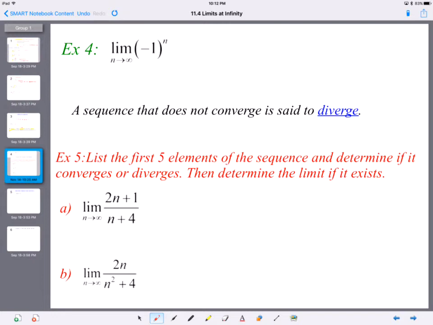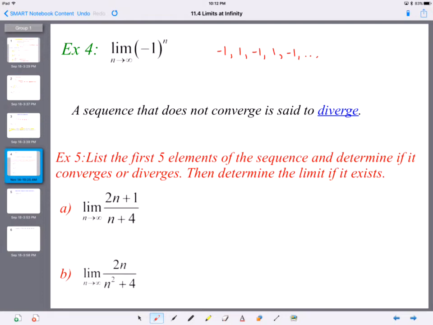Okay? So here's another example. The limit as n approaches infinity of -1 raised to the n power. Well, think about this one. What happens on this one? Well, -1 to the first power is -1. -1 to the second power is 1. -1 to the third power is -1. -1 to the fourth power is 1. -1 to the fifth power is -1. And it just keeps going back and forth like that.